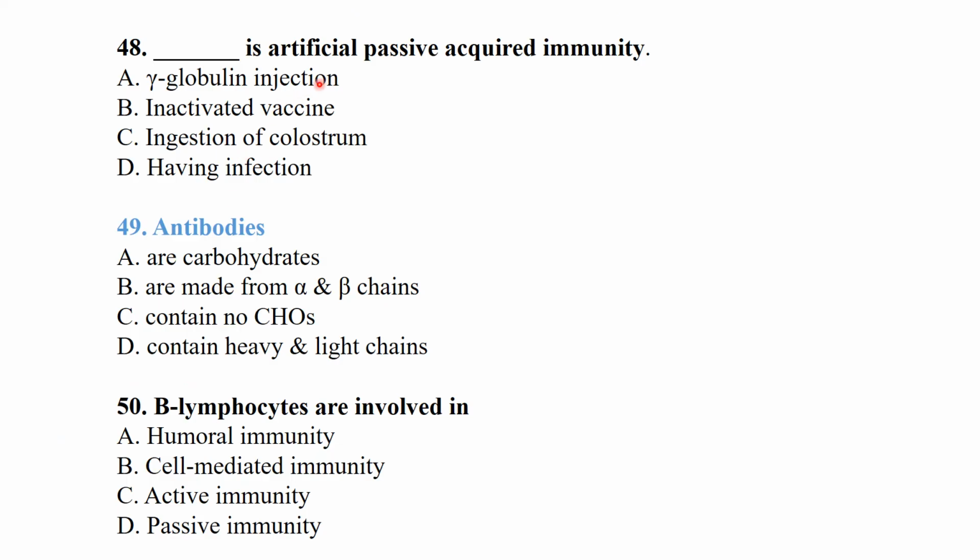Which is the artificial passive acquired immunity? The ingestion of the colostrum is the artificial passive acquired immunity. Antibodies contain heavy and light chains. B lymphocytes are involved in humoral immunity because humoral immunity involves the production of antibodies.